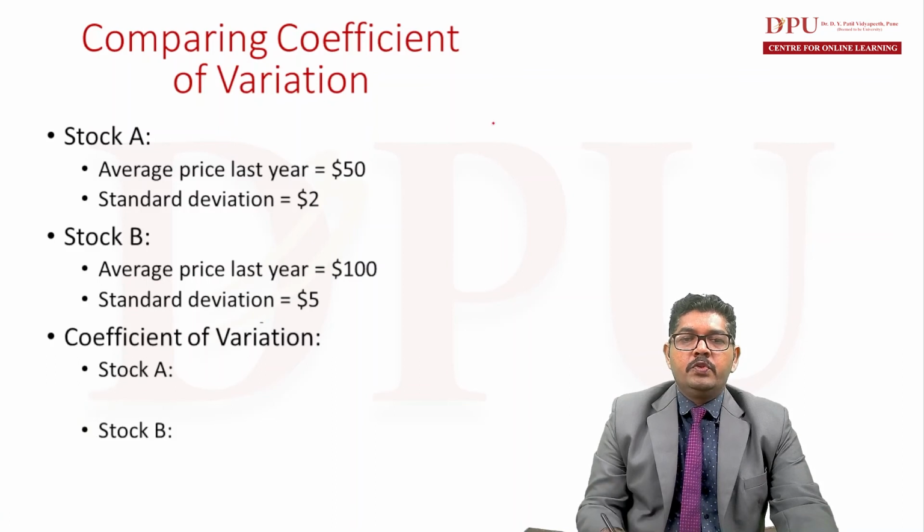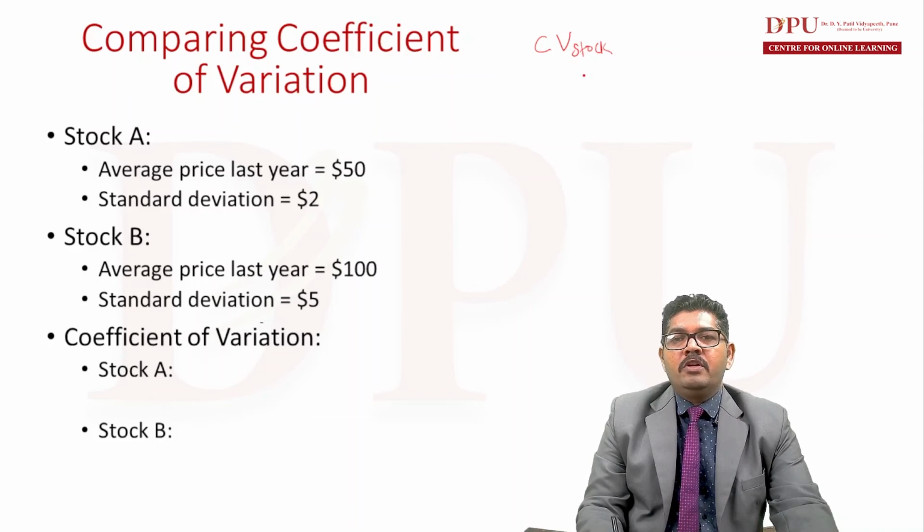Yes, so let us calculate CV for stock A, where we are interested to know which stock is better, which stock is less volatile. Volatile is the word we use for the variation in the stock. So more is the variation, more is the volatility, and more is the risk. So coefficient of variation of stock A here. So how do we calculate it?